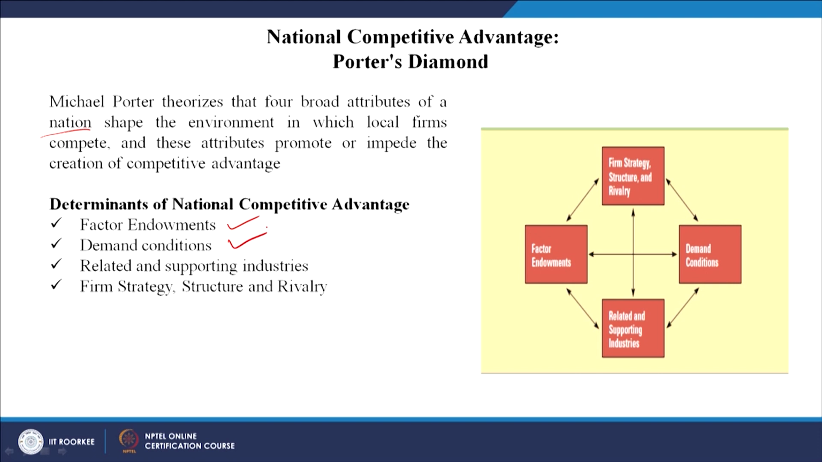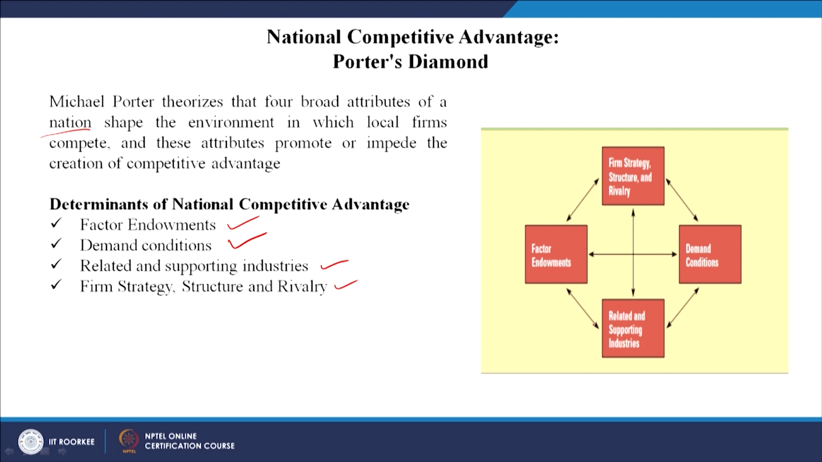Demand conditions, what is the demand? Consumer demand, right. Related and supporting industries. So, suppose to produce a product, you require several other ancillary or auxiliary parts and services. Are they sufficiently available? Firm strategy, structure and rivalry. So, what intense competition in the market is there. So, these 4 things will decide a nation's competitive advantage.